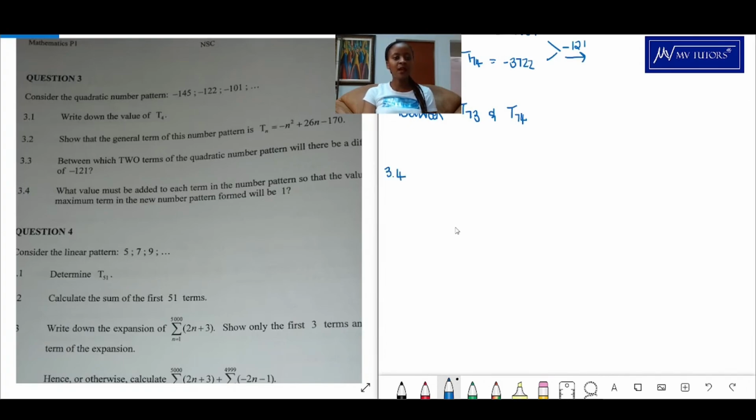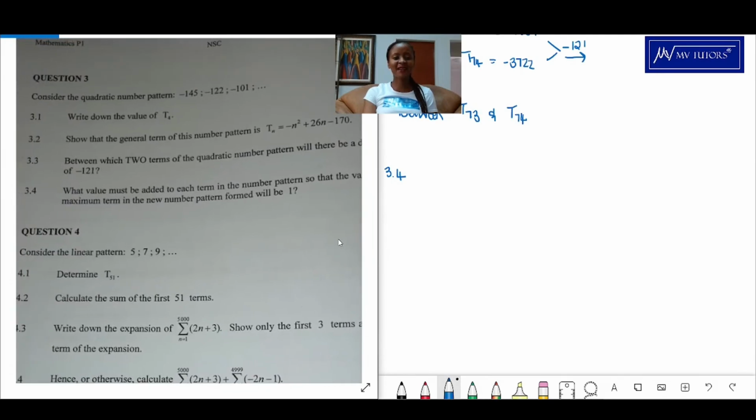All right, so what value must be added to each term in the number pattern so that the value of the maximum term in the new number pattern formed will be 1? Okay guys, what jumped out of the page for me is the maximum term. Remember, I told you that this is a sad face parabola that we're looking at, and our maximum term here is actually the turning point.